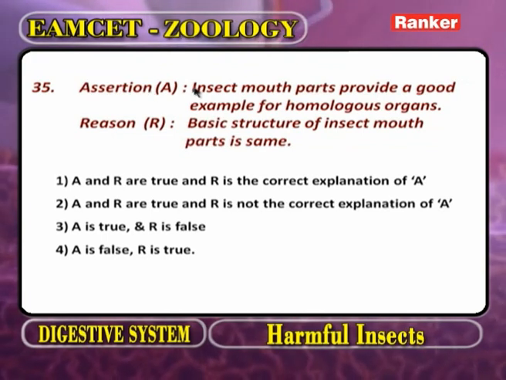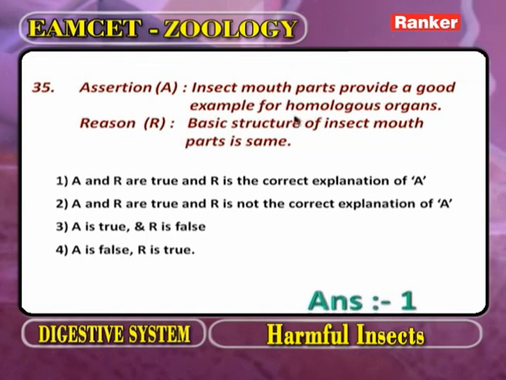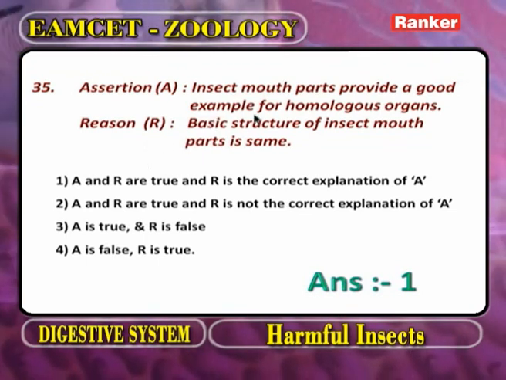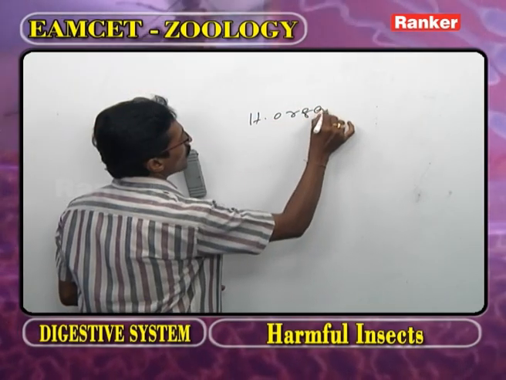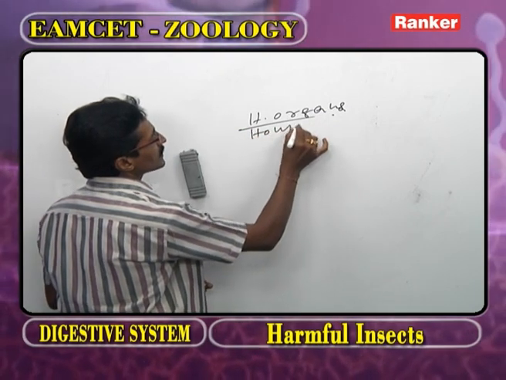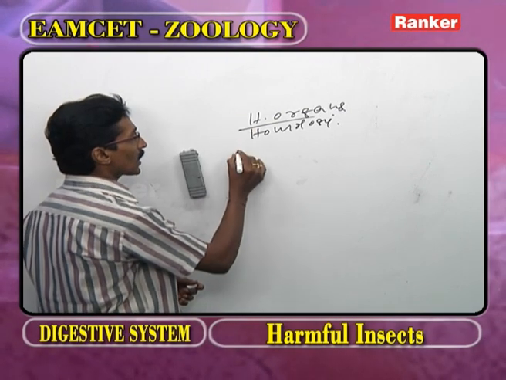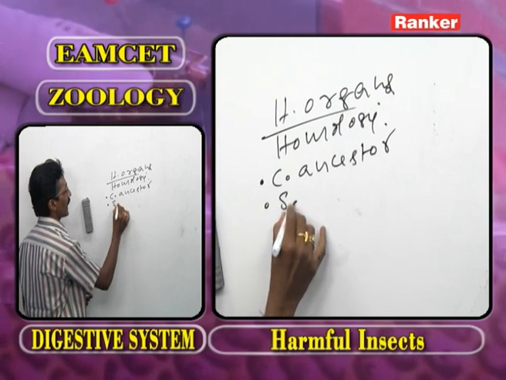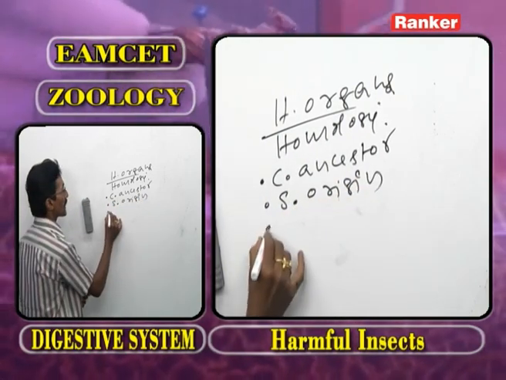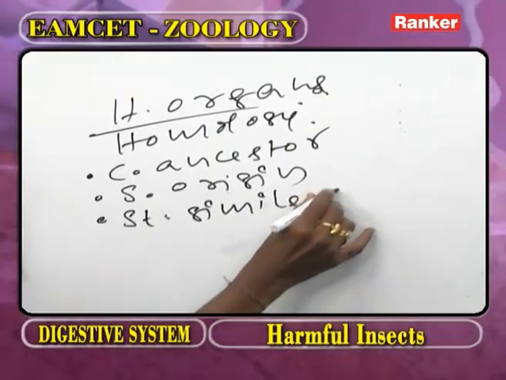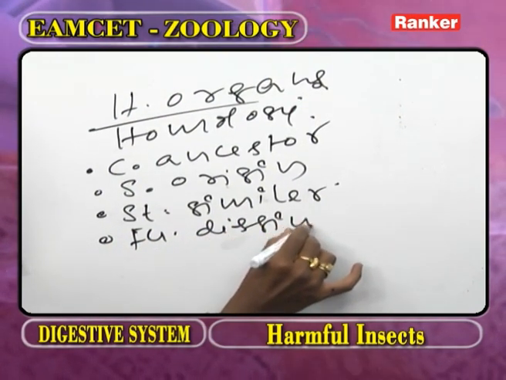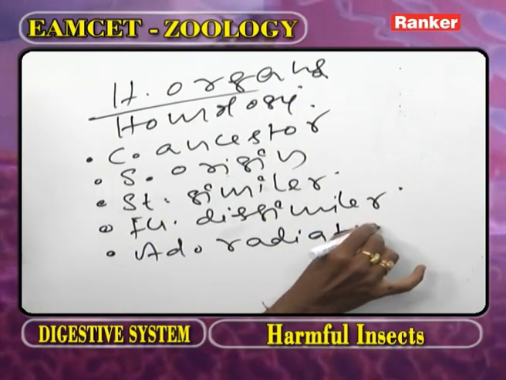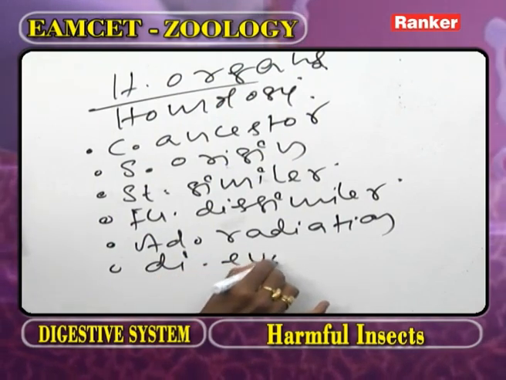Again assertion: insect mouth parts provide a good example for the homologous organs. Now, what are the homologous organs? The study of homologous organs we call homology. All homologous organs are derived from a common ancestor. All homologous organs have a similar origin. Homologous organs are structurally similar but functionally dissimilar. The homologous organs explain adaptive radiation. The homologous organs explain divergent evolution.